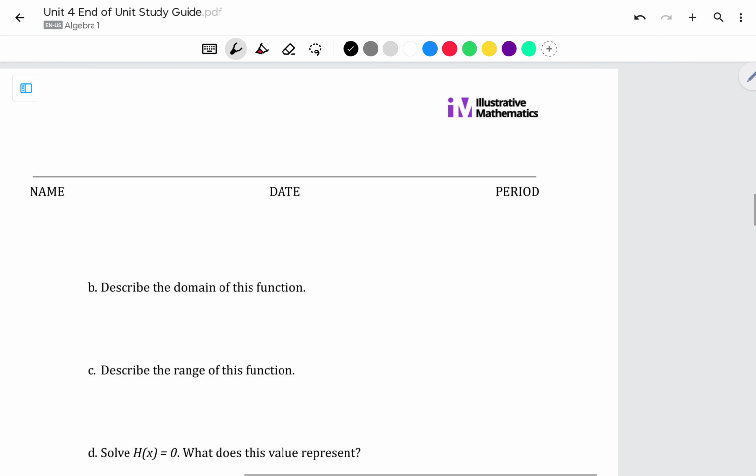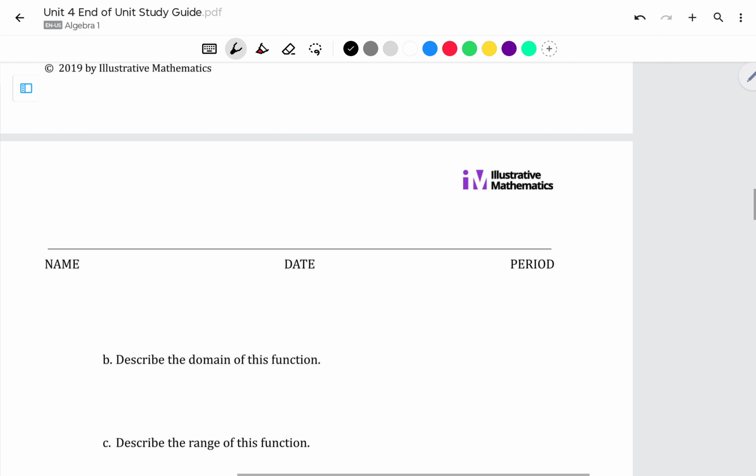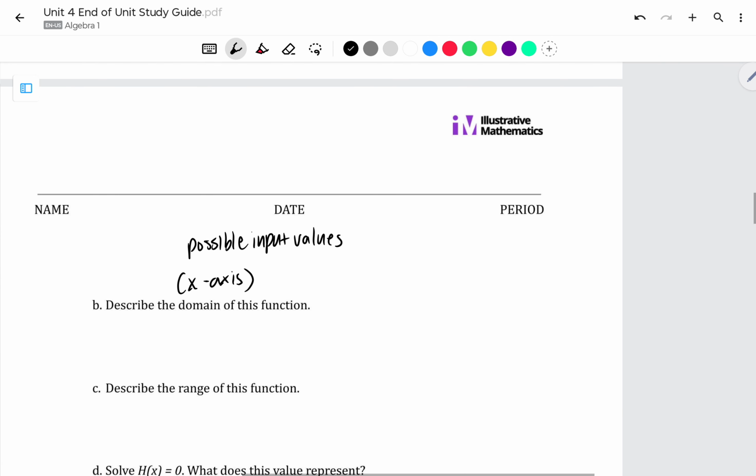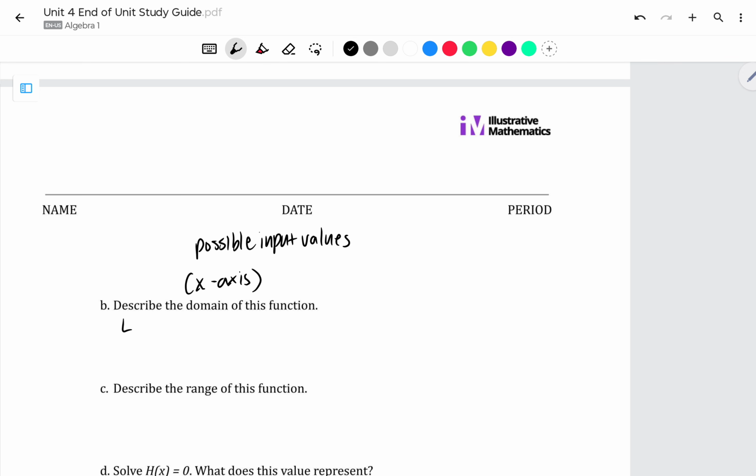Okay. Describe the domain of this function. Domain, x-axis. Looking at the x-axis, what are all the possible input values of the function? It goes from 0 all the way to, I'm going to say like 4.7, right? 4.7. So describe the domain of this function. All numbers from 0 to 4.7 around, estimate. Okay, estimate.